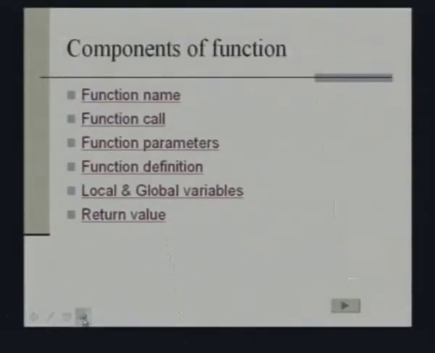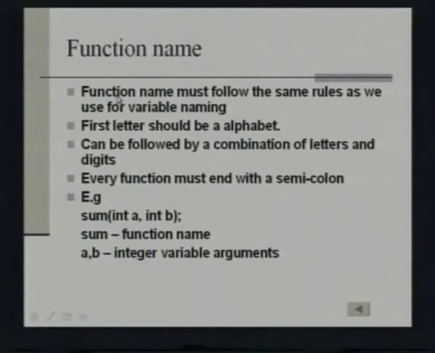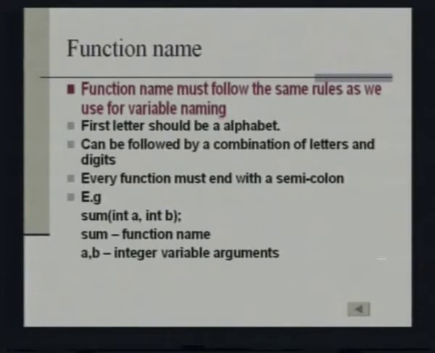We will see in detail now how these functions work together. These are the components of the function that we had seen: function name, function call, function parameters, definition, local and global variables, and the return value. So what is this function name? What are the rules that govern the use of this function name? It must follow the same rules as we use for variables.